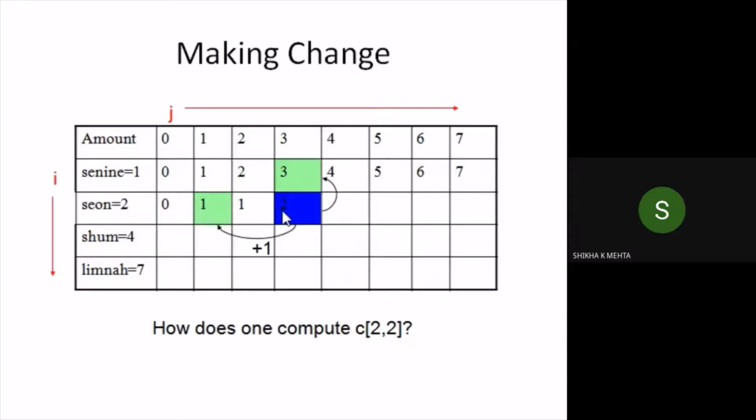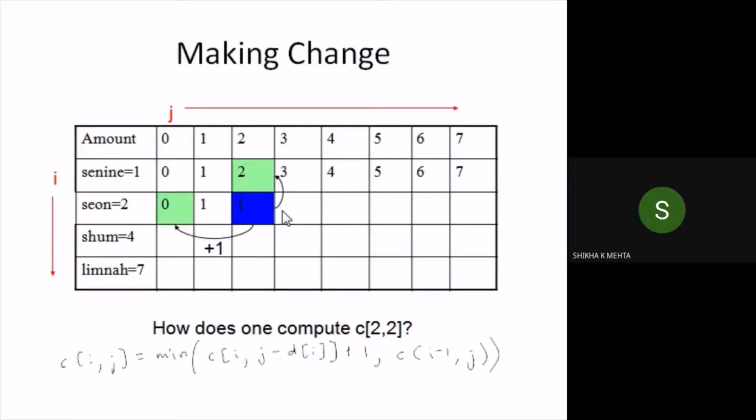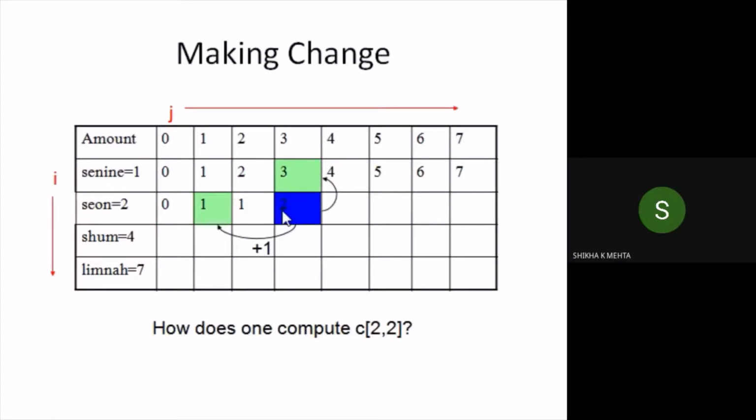Now, how do we compute the next value? Here we have to make 3 rupees. Either you apply the formula or you apply this philosophy, and it is going to give you the same result, because this is on the basis of this formula only. So when we have to make 3, what are we going to do?